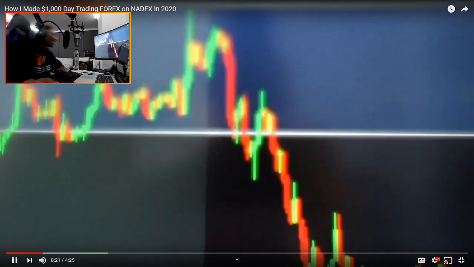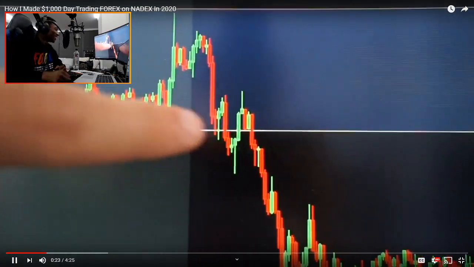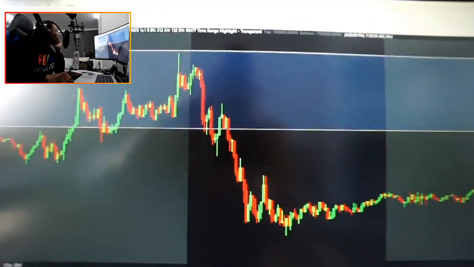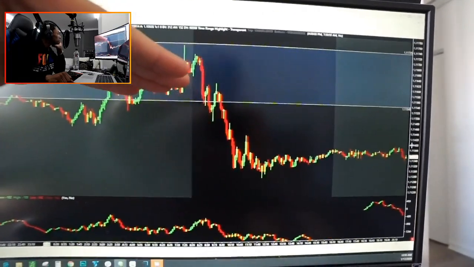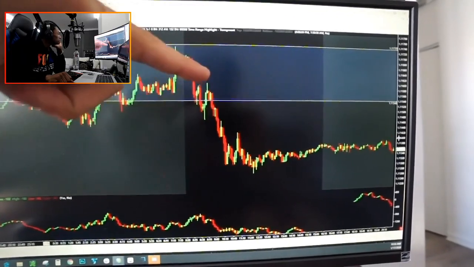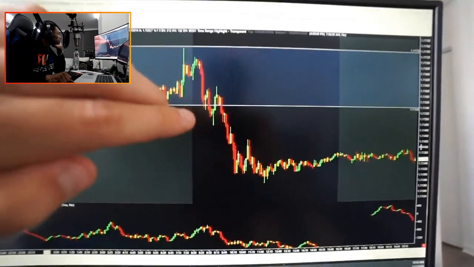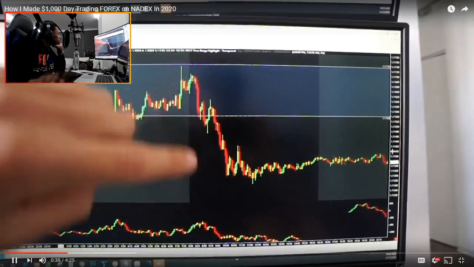Like below value. And that's where I got this short idea from. So when price is inside of value, it's pretty consolidated and remains rotational. And when price exits value, then it starts to trend and it starts moving in that direction.